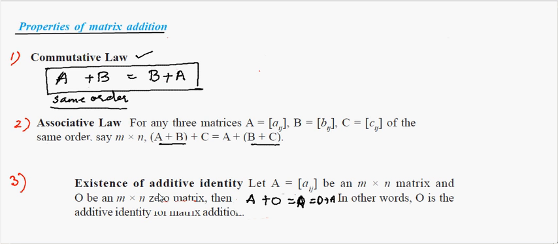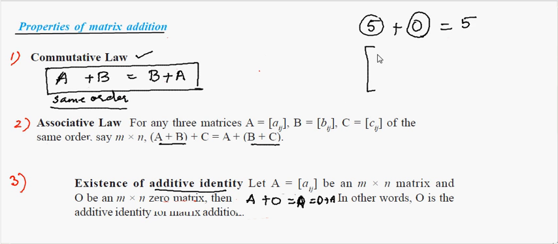Now the third property of matrix addition is additive identity. Identity means whenever you add any number or a matrix with some number, it should give the same number. So additive identity is nothing but 0. It is holding good for matrices as well.